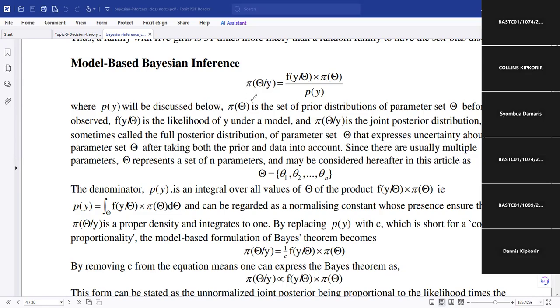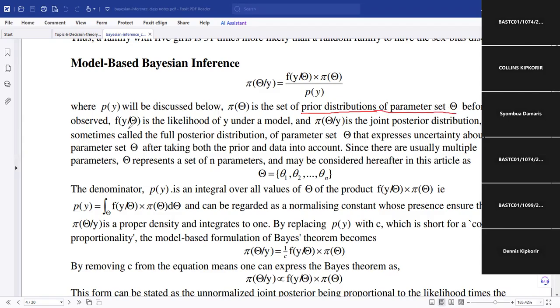So we are now getting the posterior distribution to be given by the probability that you have a particular parameter space given the observed data, to be given by the probability for observed data given the parameter multiplied by the prior distribution, that we divide by the probability of that particular data, P of y. Here, pi theta is the set of prior distributions of the parameter set theta.